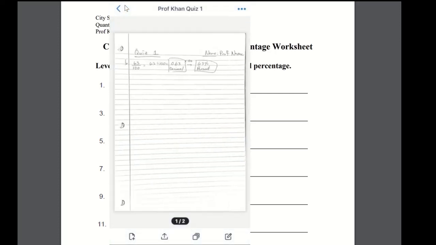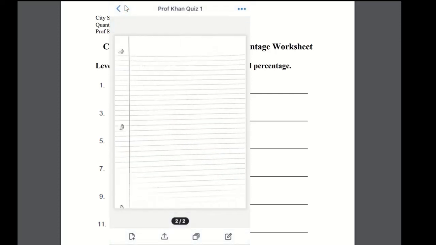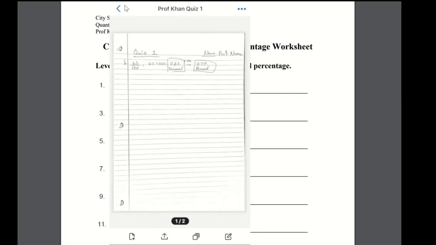So this was my page 1, this was my page 2. Again, if you're gonna have a page 2, don't have it empty. Write your name in it as well.